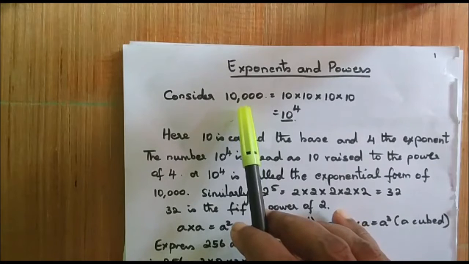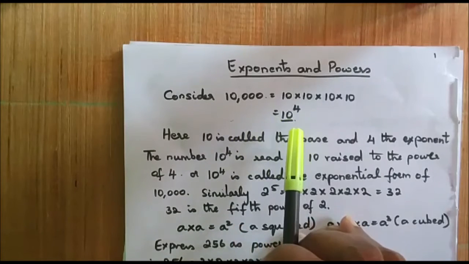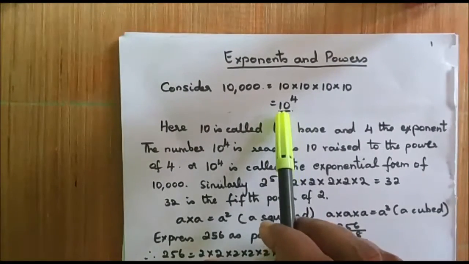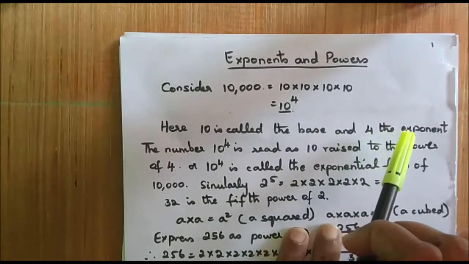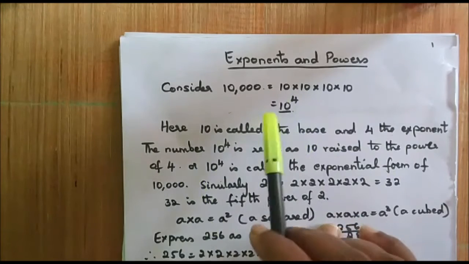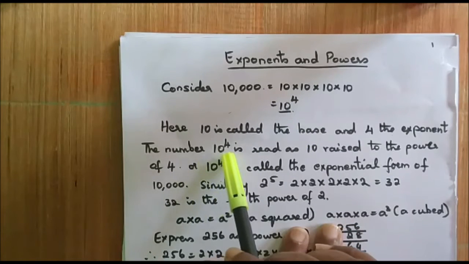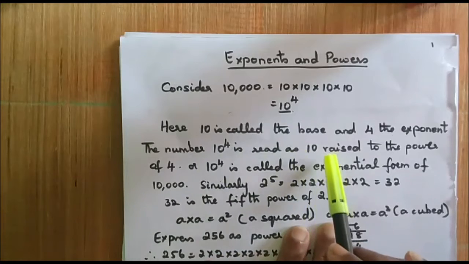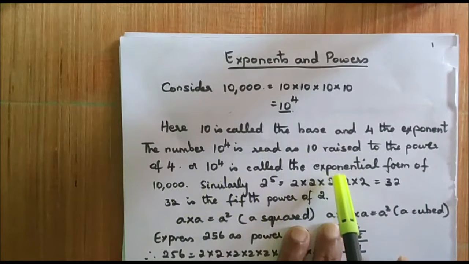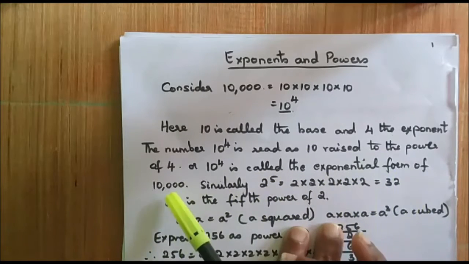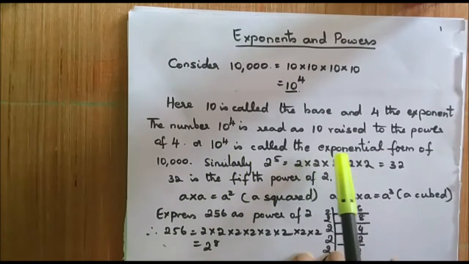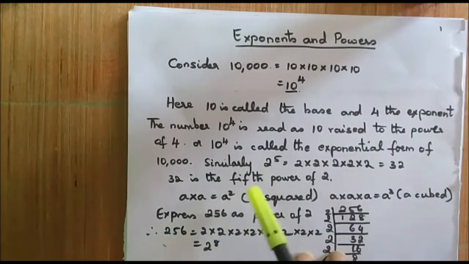See, you can write 10,000 as 10 to the power 4. In this short form of expression, we call 10 the base and 4 the exponent. Okay, 10 is the base, 4 is the exponent. So 10 to the power 4 is read as 10 raised to the power 4, or 10 to the power 4 is called the exponential form of 10,000. I hope you understood this. 10 to the power 4 is the exponential form of 10,000.